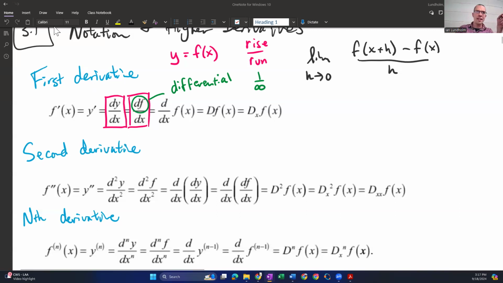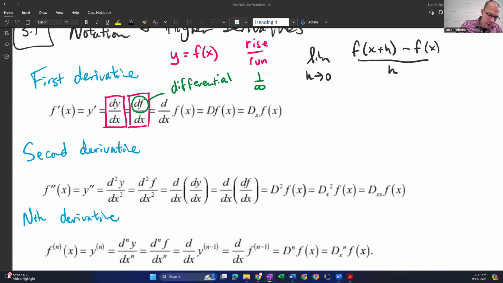Anyways, dy dx and df dx are both there. Think rise over run. Think tiny nudges in the rise and tiny nudges in the run. That's the main thing that we want you to focus on for right now.